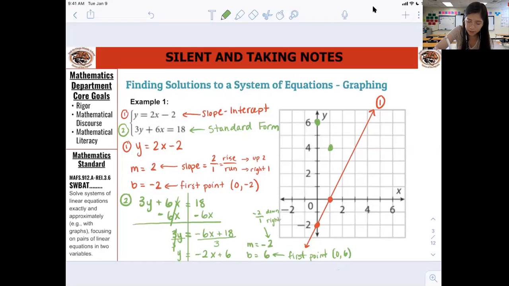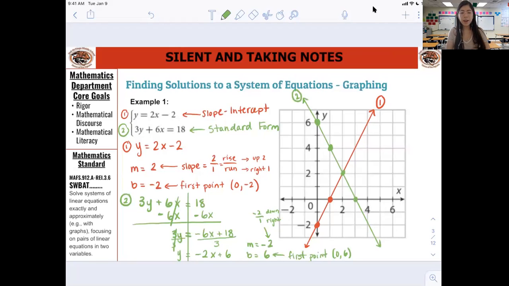And I could do it again and again, as long as you want. You only need 2 points, but it is always nice to have more because then you can be a little bit neater when you connect them. So there's my line. It's the same exact line as before. We just graphed it a different way.